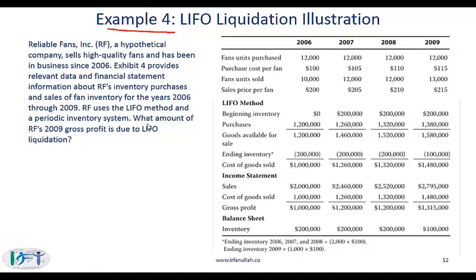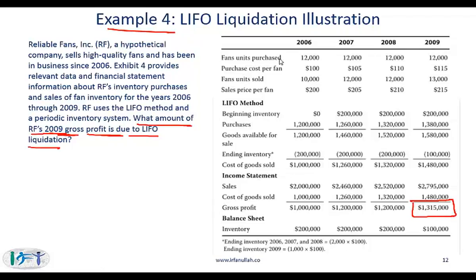With a question like this, the first thing you need to consider is what is being asked. And here is what is being asked. What amount of RF's 2009 gross profit is due to LIFO liquidation? So what is the 2009 gross profit? That's given right here. Is some of this coming from LIFO reserve, and if so, how much?